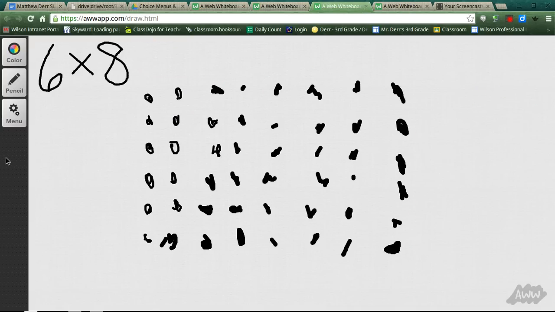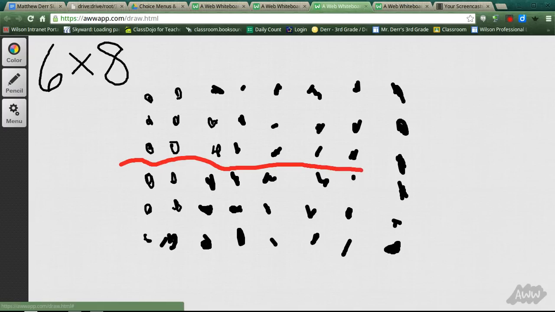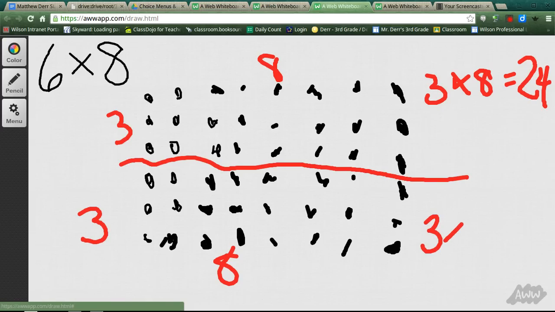You could use the array and you could sit there and count all of them as you're doing it, or break this one for 6 times 8 for multiplying by 6 into two smaller arrays. And I could say that my first array, let's cut my 6 into 3s. I have a 3 times 8 and a 3 times 8 up top. One on the top, one on the bottom. So 3 times 8 would get you 24. And 3 times 8 over here would also get you 24.